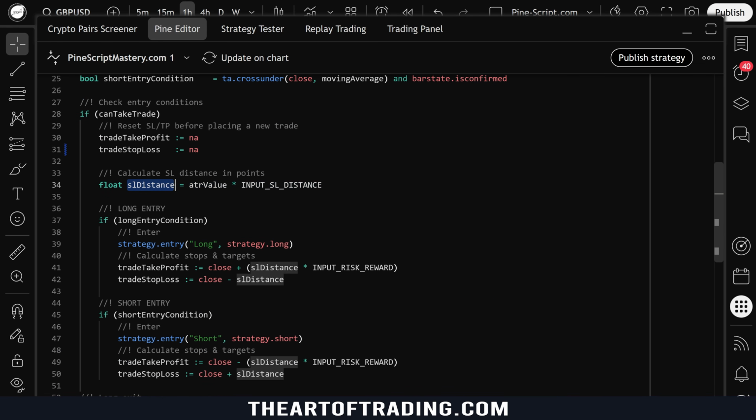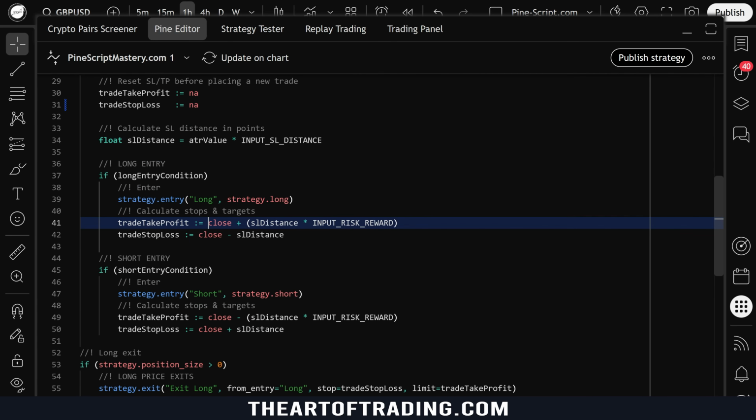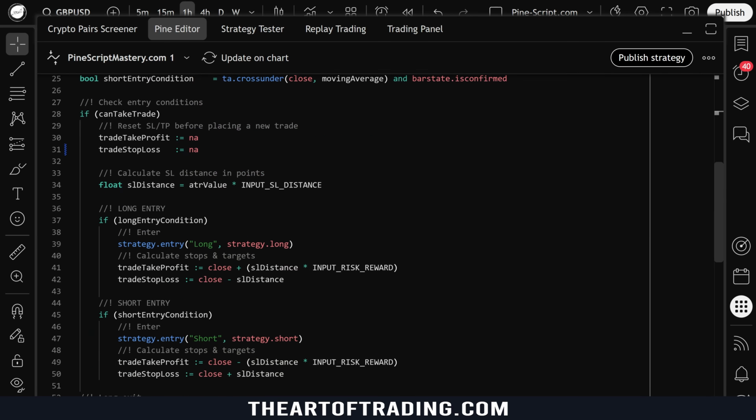The reason why we need our stop loss distance is because I also have a risk reward multiplier. And so to have, for example, a 2-to-1 risk reward, we need to be able to multiply our stop loss distance by that multiplier. So rather than use this ATR value directly in our stop loss calculation, I calculate the distance separately so that when we enter our trade, here we have our enter long code, we are setting our take profit to the close of the signal bar plus our stop loss distance multiplied by our risk reward. So that's going to be a 2-to-1 risk reward by default.